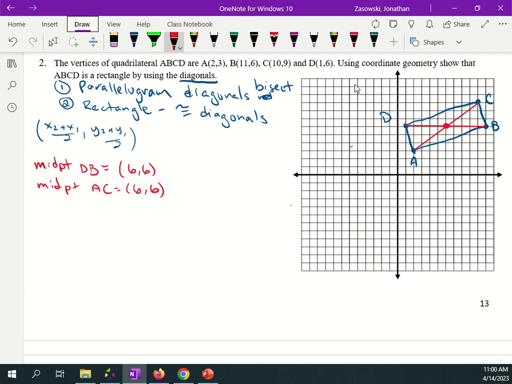So if you wanted to do the midpoint and do the average, right? 2 plus 10 is 12 over 2. 3 plus 9 is 12 over 2. That's 6, 6. Same thing for B and D, right? 11 plus 1 is 12 over 2. 6 plus 6, 12 over 2. You're still going to get 6, 6. All right? Now that we know that these are the same, what can we say based on this work? You got it. The diagonals bisect because it's the same midpoint.